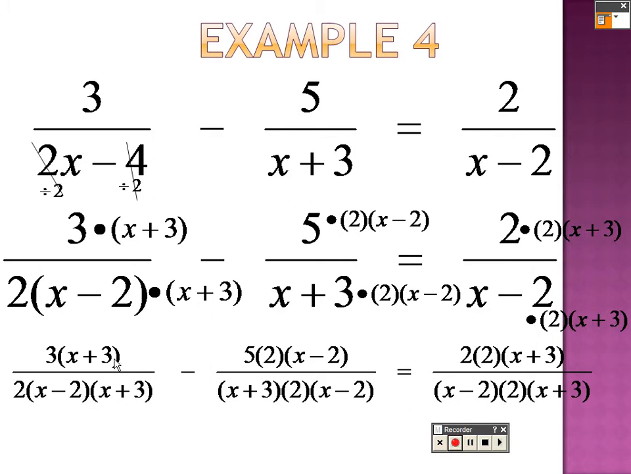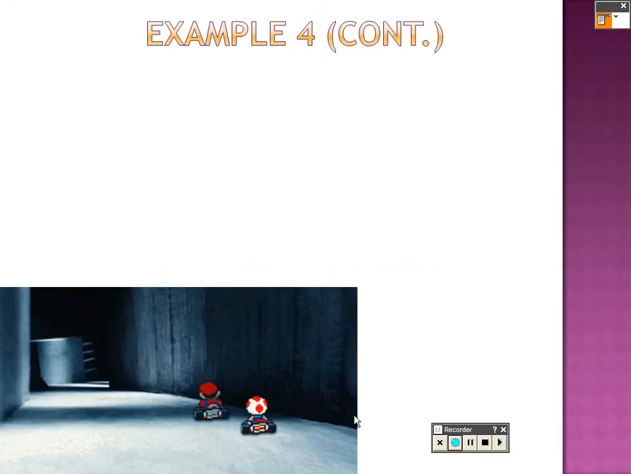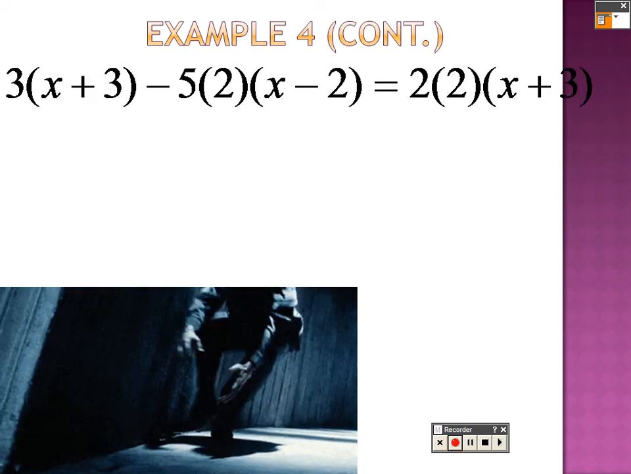They all have a 2 in them, they all have an x minus 2, and they all have an x plus 3. So what I'm going to need to do is just look at the top. That's all that my concern is, because the bottom is the same in all of them. So if the bottom's going to be the same in all of them, then it doesn't matter what the bottom is. All I need to worry myself with is the top. So, alright, so there's the top.